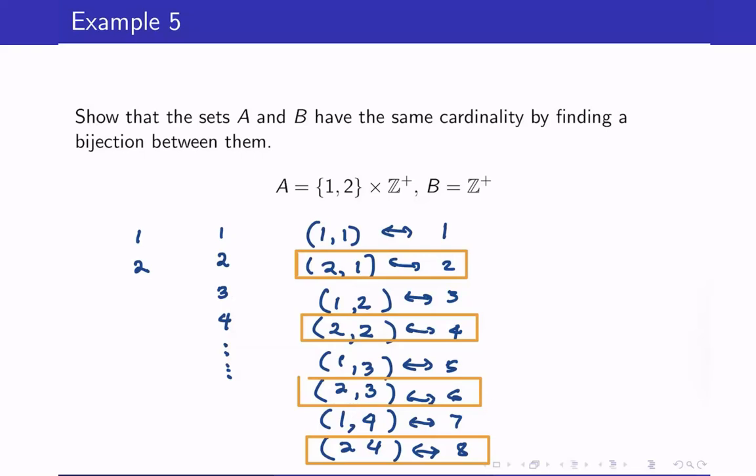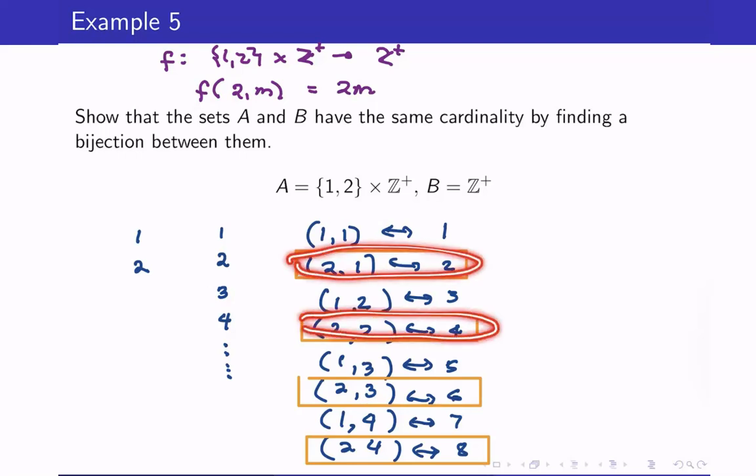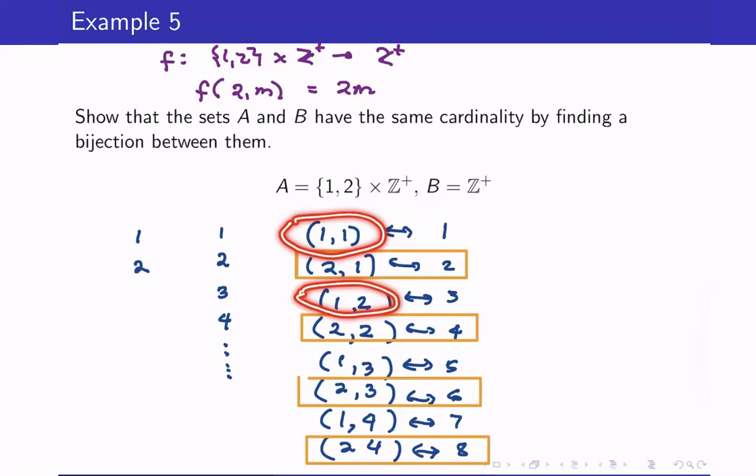So we define, this will just be our scratch, our f from 1 to cross Z plus to Z plus. So what is that? If we have f of 2m, the first coordinate is 2, so f of 2m is equal to 2m, right? From here. Okay? Next, what can we say about the ordered pairs whose first coordinate is always equal to 1?